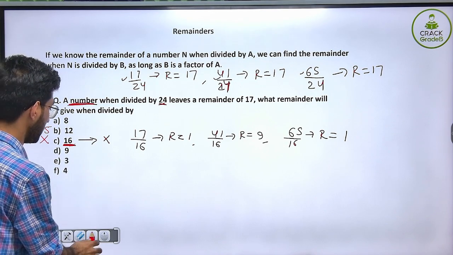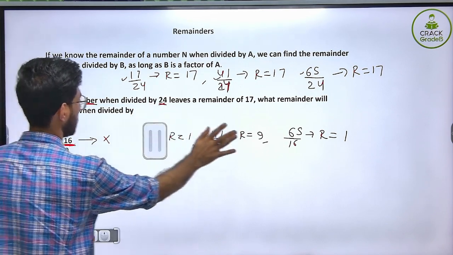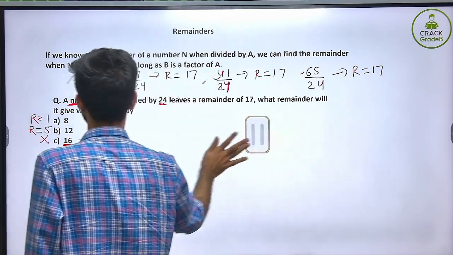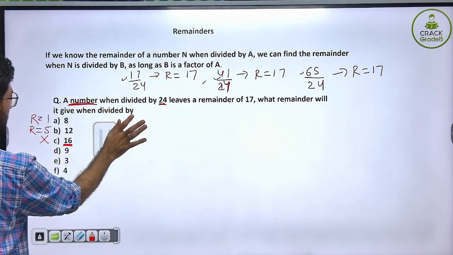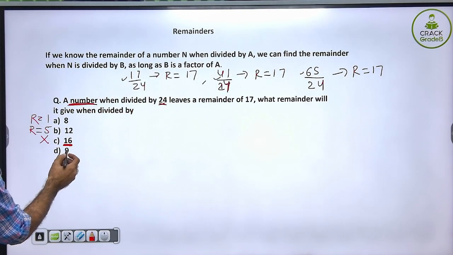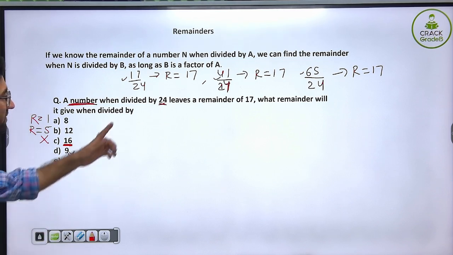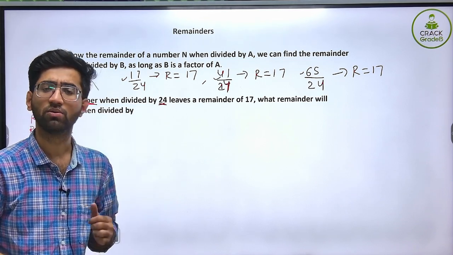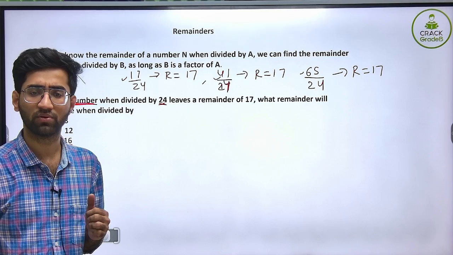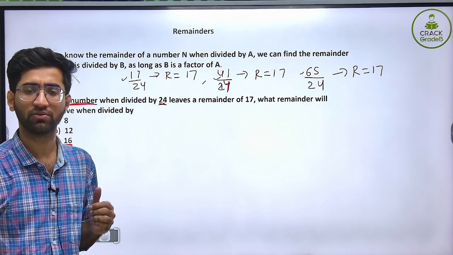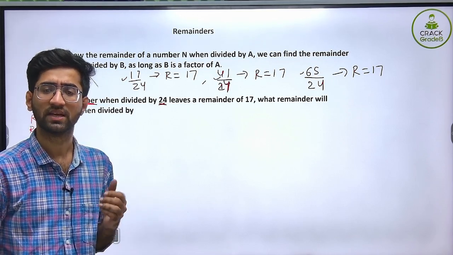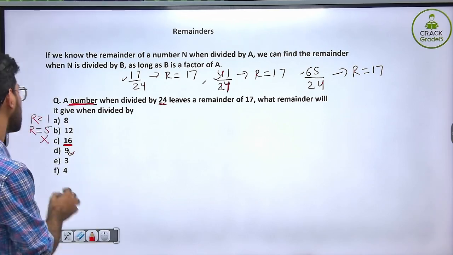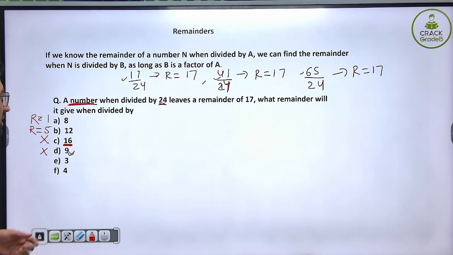Okay, let us solve it for D, when the number is 9. So tell me, is 9 a factor of 24? No, 9 is not a factor of 24. And if 9 is not a factor of 24, means you can't answer what will be the remainder, right? So again, you can't answer what will be the remainder.